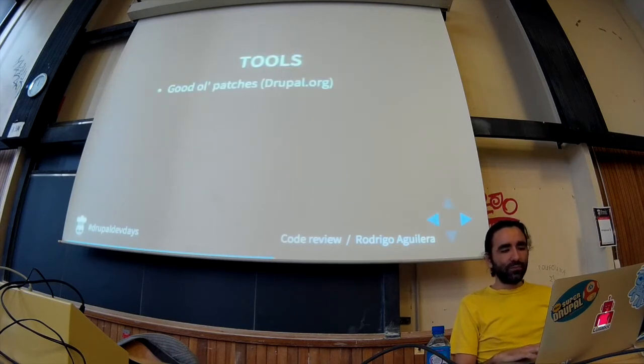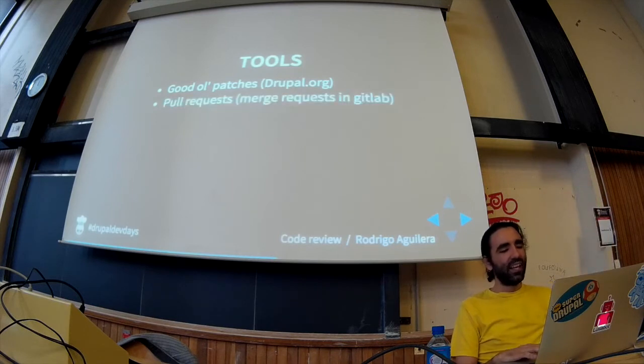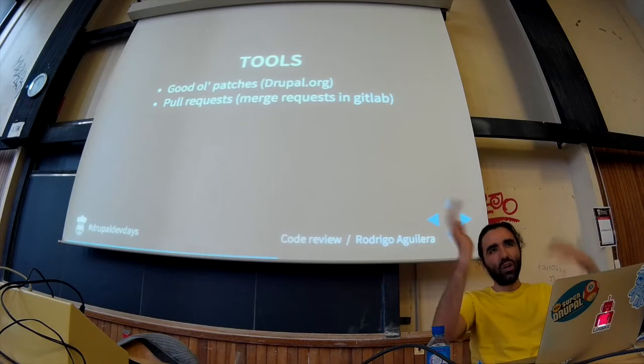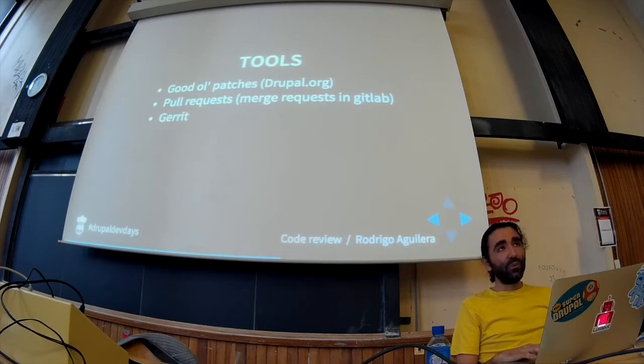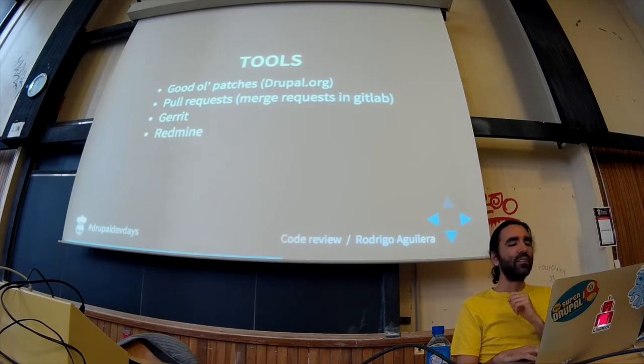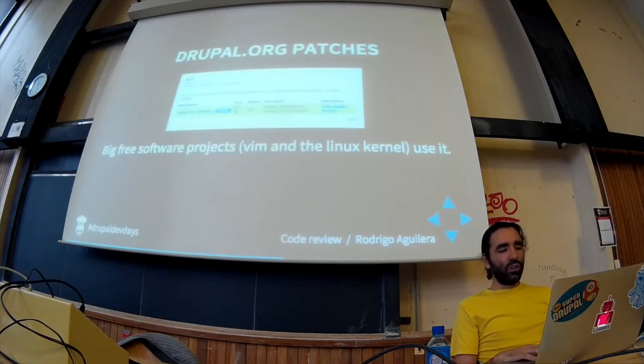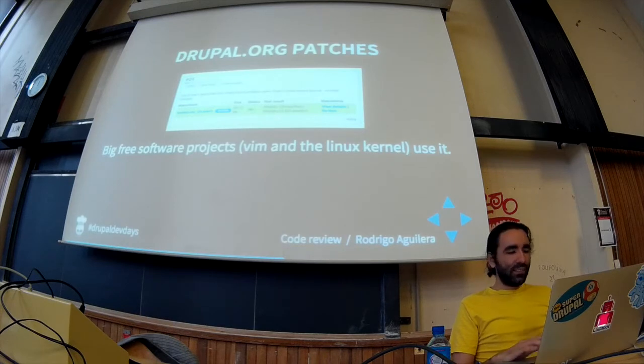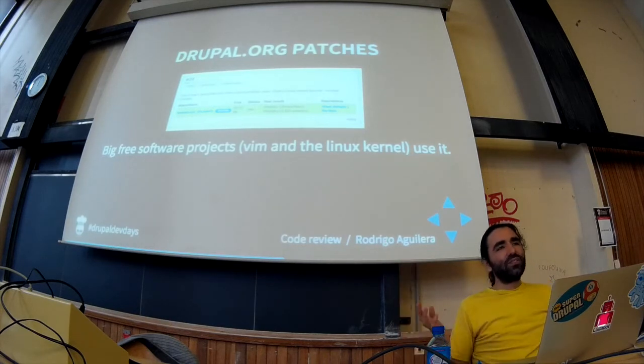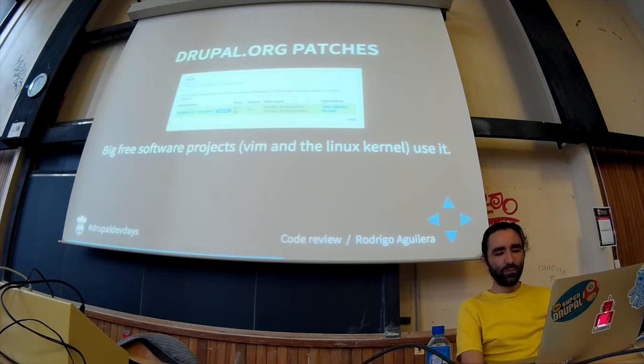So, some tools. We have good old patches, like in Drupal.org, where you submit the patch and it gets interdiffed, things like that. Pull requests, it's the same concept in GitHub, in GitLab, in Bitbucket. Commits, review them, please. We use Gerrit, that's our code review tool. And you can also use Redmine as a post-commit code review tool. So this is where Drupal.org patches come in, and we should all be familiar with it because contributing to Drupal.org is cool.